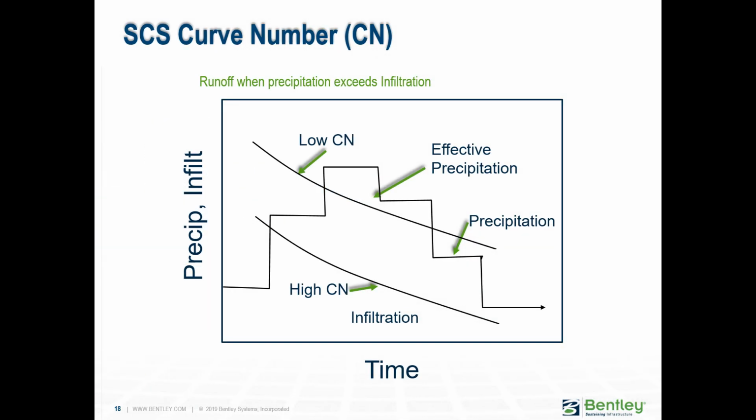For loss methods, the SCS method is more applicable for large lands, but it's used for many places. It's based on a curve number. Water infiltrates into the soil, and the effective precipitation is available for runoff.